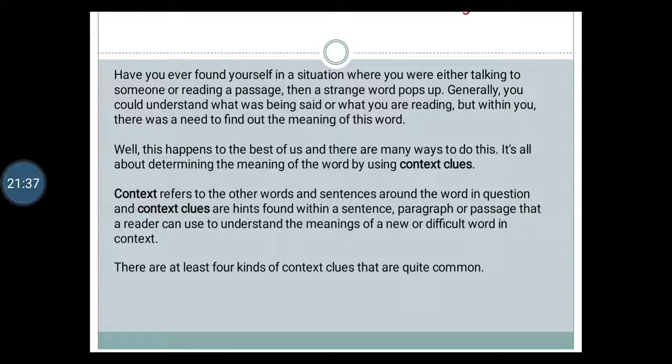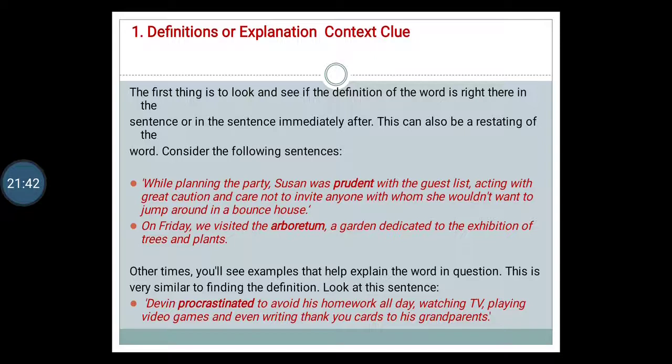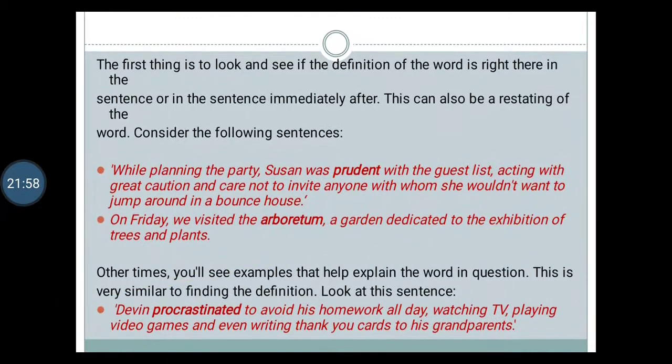Now, like I said, there are 4 kinds of context clues that are quite common. The first one is what we call definitions or explanation context clues. Now, the first thing is to look and see if the definition of the word is right there in the sentence or in the sentence immediately after. This can also be a restating of the word.